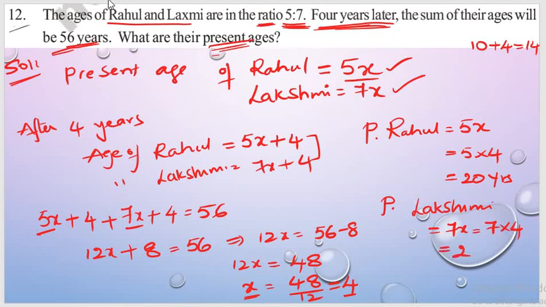So which gives me 28 years. So the present age of Lakshmi is 28 years. So if we take the ratio, 20 by 28. 20 by 28 means, in 4 table this is 5 times and this is 7 times. So likewise, on solving the problem we are going to get their present ages.